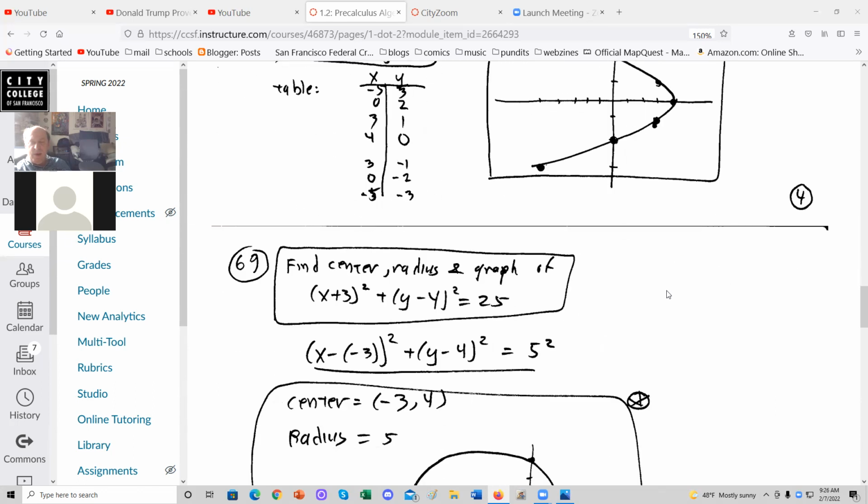Here we have the center and radius of the graph of this equation. Well, we can write x plus 3 as x minus -3. And this 25 is 5 squared. So this is the square of x minus -3 plus the square of y minus 4 equals 5 squared.